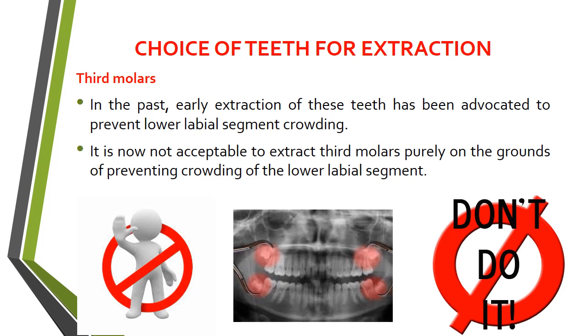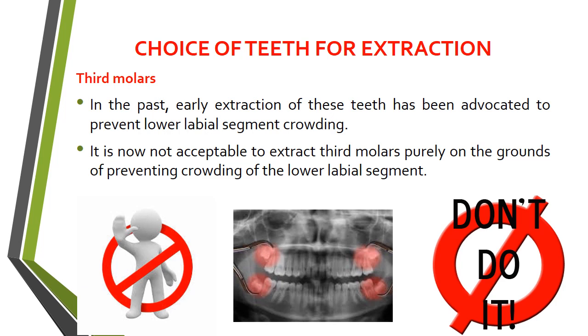Third molars are usually not extracted for orthodontic treatment, but they are one of the commonly extracted teeth for other reasons, like impaction and pericoronitis. In the past, the early extraction of these teeth was advised to prevent crowding of the lower labial segments. However, it is much more likely that late lower incisor crowding is caused by other factors, like late growth and soft tissue changes that continue to occur throughout life.